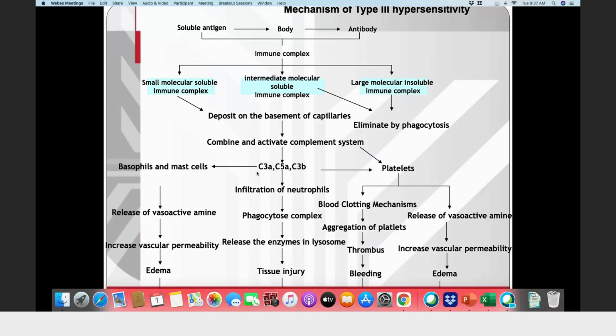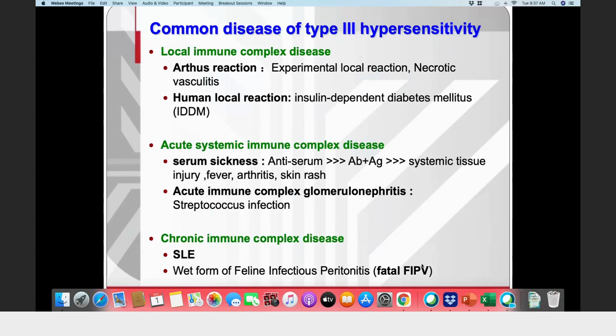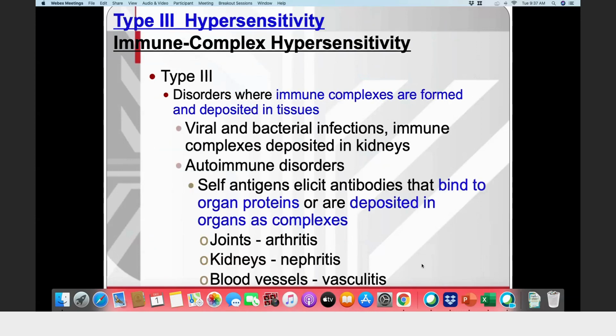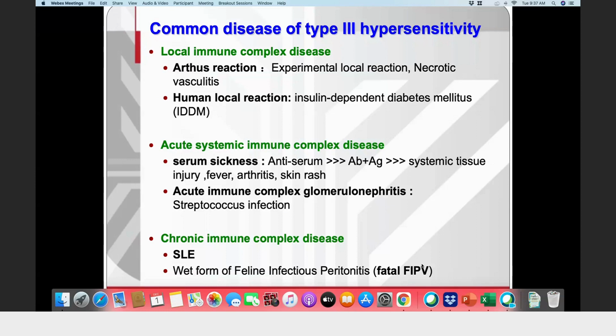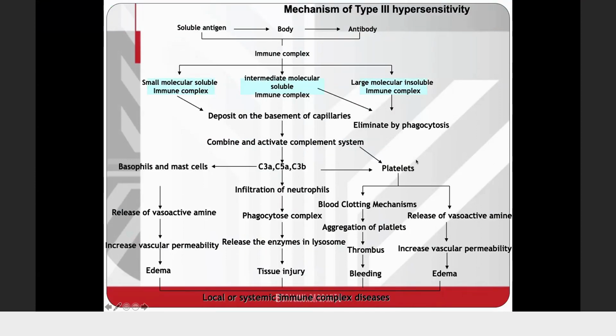So it will cause the release of enzymes from the lysosome and cause tissue injury, right? It will also attract the basophils and mast cells, and you know that they will release all those molecules, causing increased vascular permeability and causing the immune complex diseases. Versus the intermediate or the large immune complexes, which will be eliminated by phagocytosis.